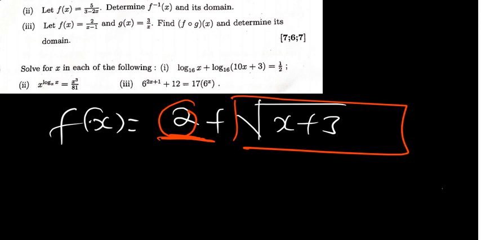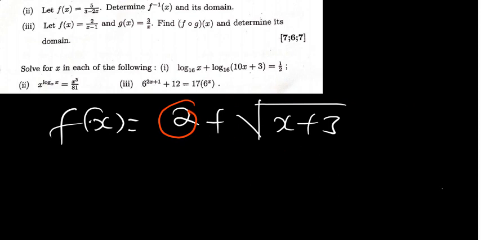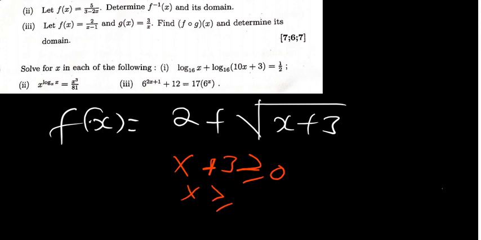So if I want to find the domain here, x plus 3 has to be greater than or equal to 0. Then x is greater than or equal to negative 3. Meaning that in this function, I'm supposed to put a number greater than or equal to negative 3, then this function is going to be defined. The moment I put a number less than negative 3, this function is not going to be defined. You get it?